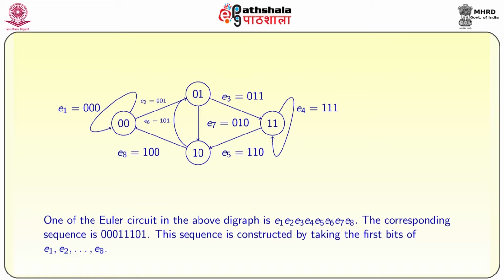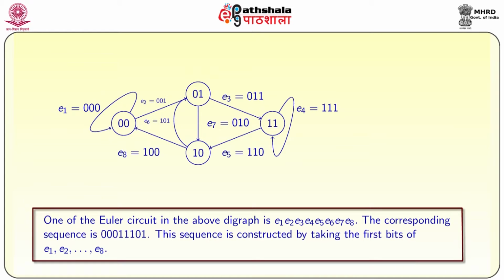So, then you can easily see that this graph is an Eulerian digraph and the edges are labeled with a binary sequence of length 3. One Eulerian circuit in the above digraph is edges E1, E2, E3, E4 and so on up to E8. The corresponding sequence is 0 0 0. So, first, E1 is 0 0 0.